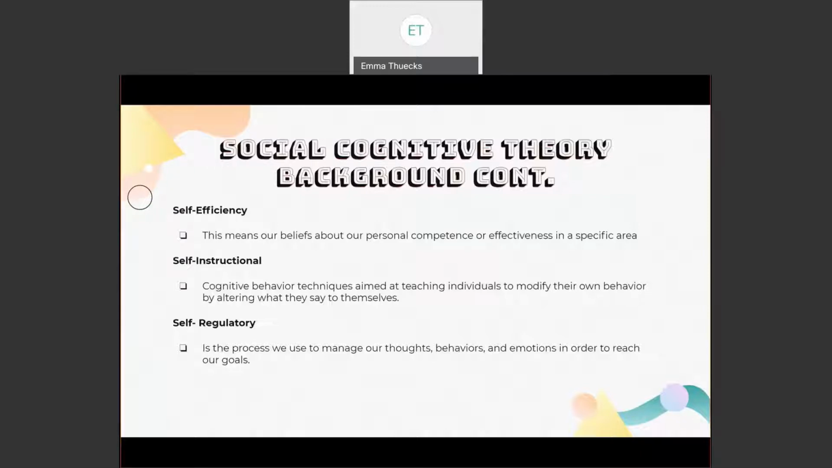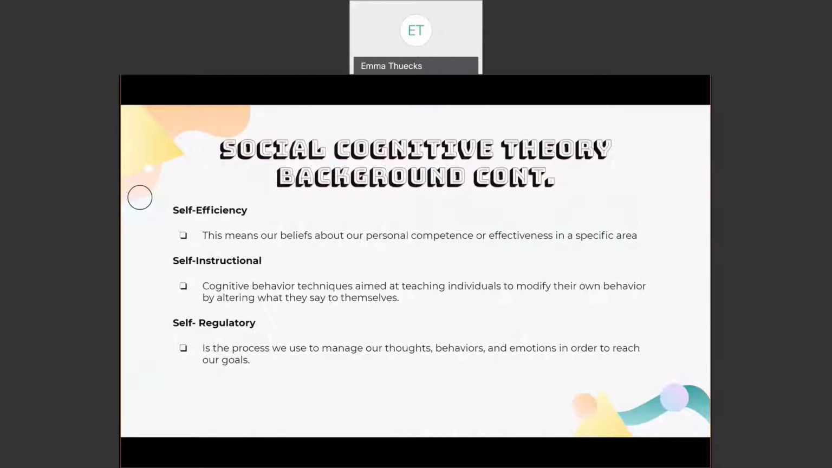This goes along with self-instructional methods. These are, according to our PowerPoint notes, cognitive behavior techniques aimed at teaching individuals to modify their own behavior by altering what they say to themselves. Try replacing negative statements with positive statements instead.